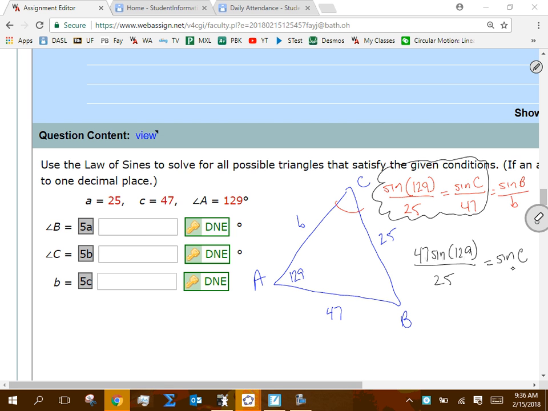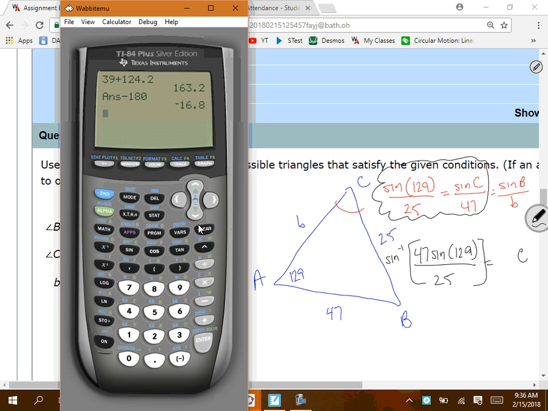To solve for C, what do I need to do? Inverse sine, so I'll take that and put that over here. All right, so I type that in. Second sine, 47 sine 129. If you're a person that feels like you've been doing the homework correctly, but you're continually getting them wrong, check your mode on your calculator, okay? Because you could be doing every step exactly the same, but your mode might be in radians, and you're getting things wrong. Hit enter, and it gives me that.